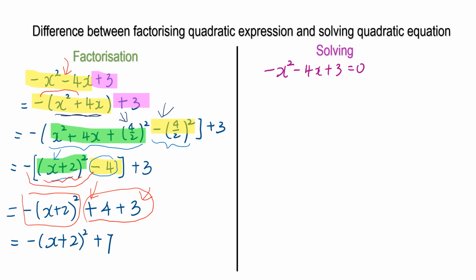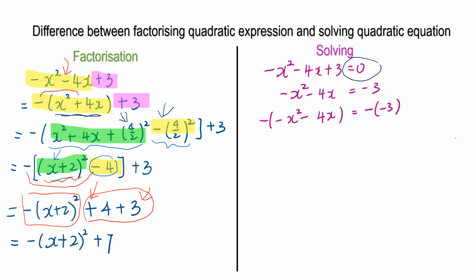So now let's look at what happens if you're asked to solve it. To solve it means, can you see that on the right hand side is equals to 0? So solving it is easier. All we need to do is just to maintain the negative x squared minus 4x, the x squared and the x term, on the left hand side. And the positive 3 we will just bring to the right hand side.